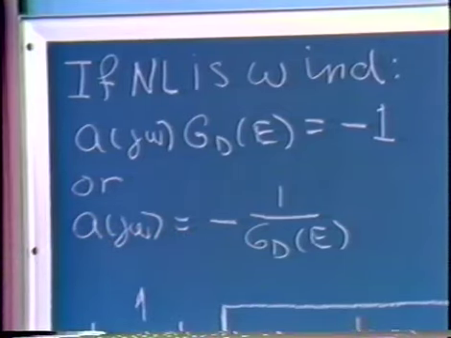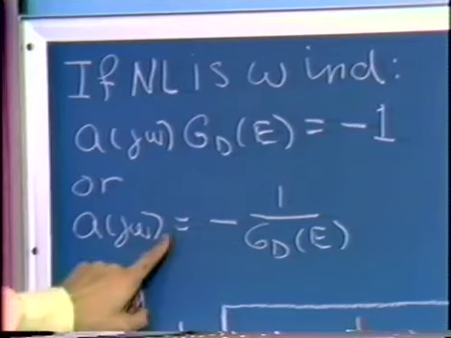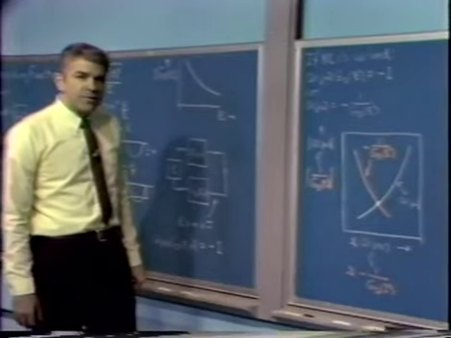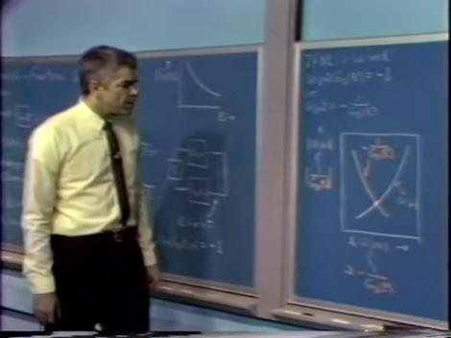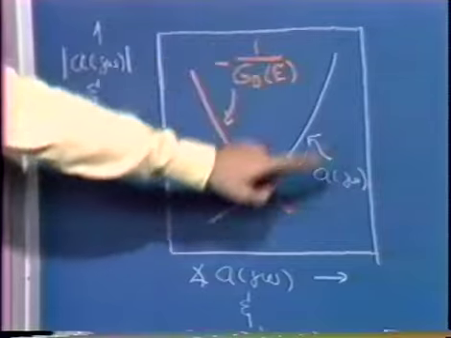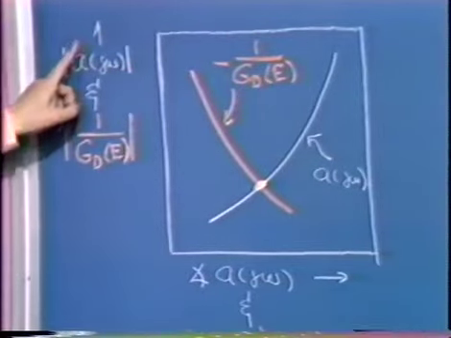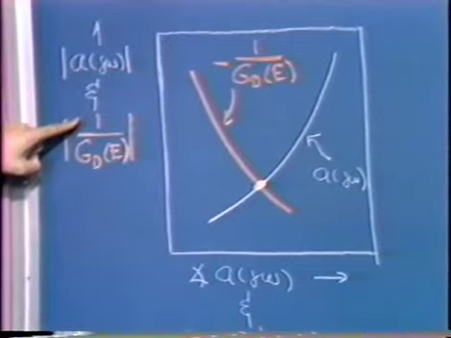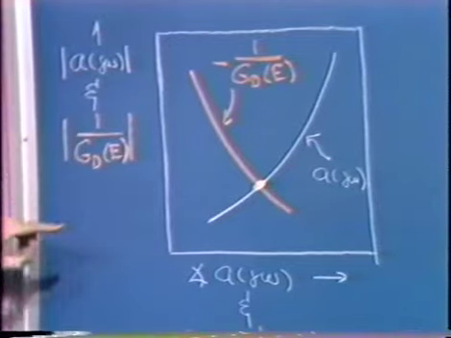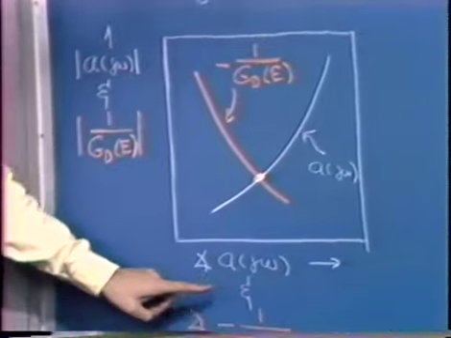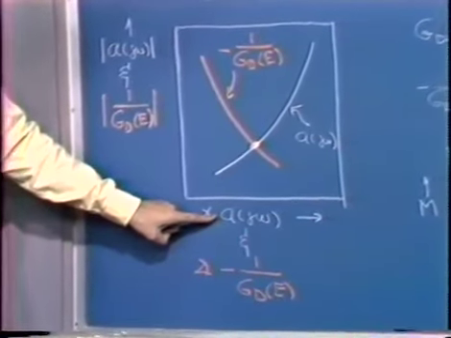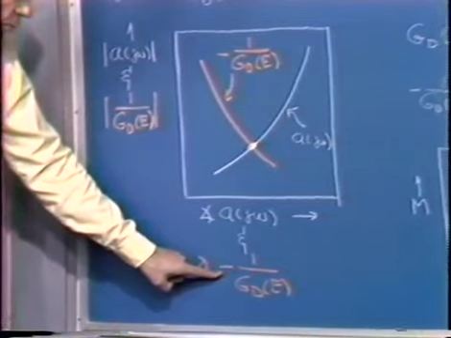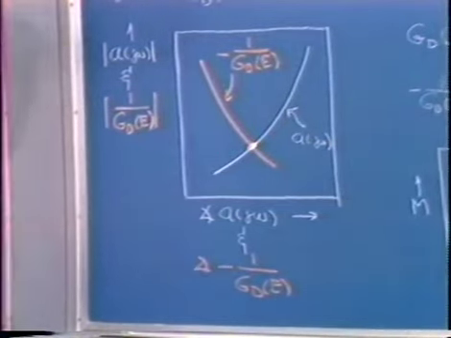And a convenient way to look for equalities in that relationship is to plot both of the indicated functions in a gain phase plane. So let's consider a gain phase plane. Here we have the magnitude of both A of j omega and 1 over g sub d of E. And along this axis, we have the angle of A of j omega, and simultaneously the angle of -1 over g sub d of E.